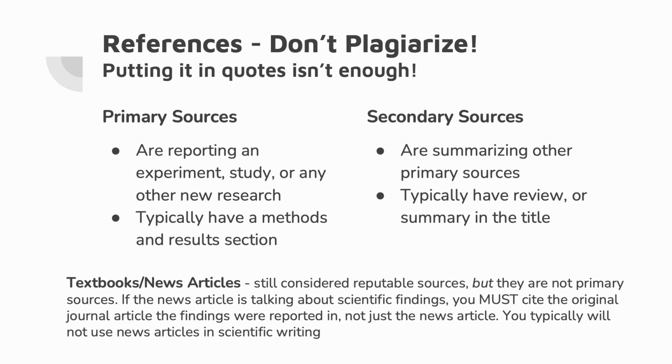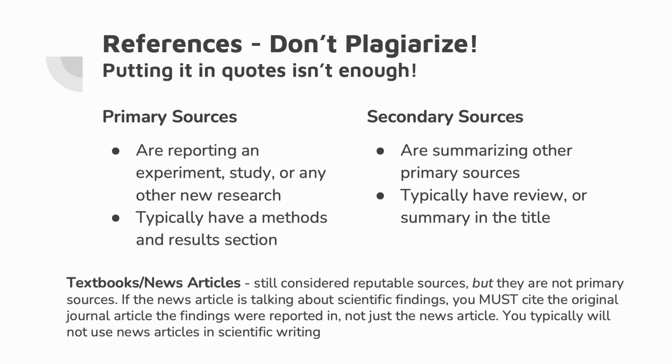Then we have textbooks and news articles. These can still be reputable or scholarly sources. A textbook can be written by a doctor or some other researcher. These can still be reputable and scholarly, but they're not primary. These are still secondary sources, so they're still summarizing other primary sources.